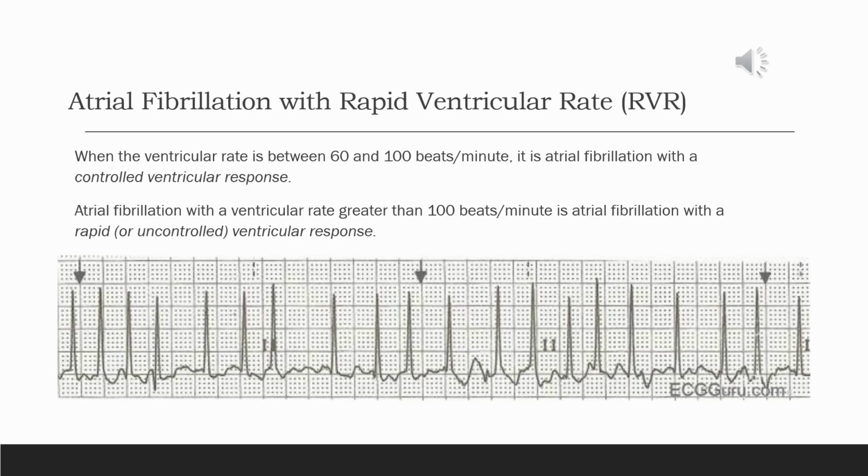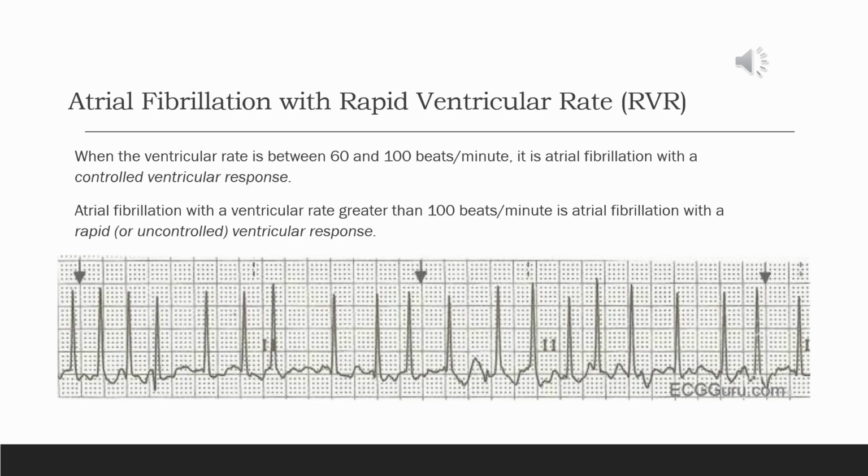So when the ventricular rate is between 60 and 100 beats per minute, again, that's called atrial fibrillation with a controlled ventricular response. If we're going to have a patient that has AFib, this is where we want them, if we can't get them converted to a normal sinus rhythm, that is. However, whenever the ventricular rate exceeds 100 beats per minute, then we have atrial fibrillation with rapid ventricular rate, or RVR. So this is a much more serious condition because the heart is beating too quickly to allow for adequate ventricular filling. So this is going to significantly reduce our cardiac output.